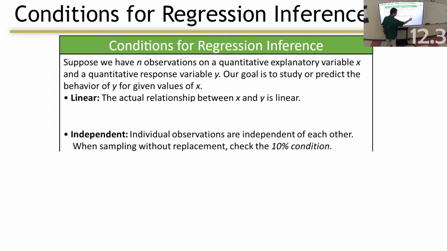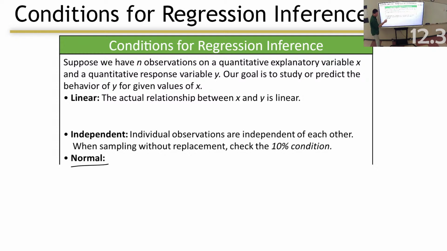And we also should check the 10% condition. They put that 10% with that independence. Because if the sample is less than 10% of the population, then even if it wasn't completely independent, it will be, because it won't have anything to do with the previous point. So linear and independent points. We want the data to look linear. We want each point to be independent. Okay?